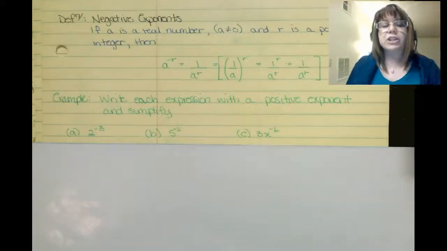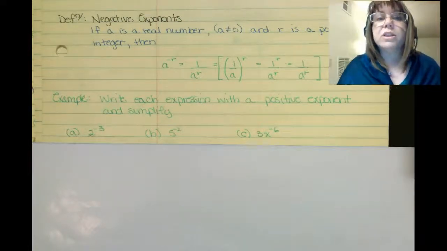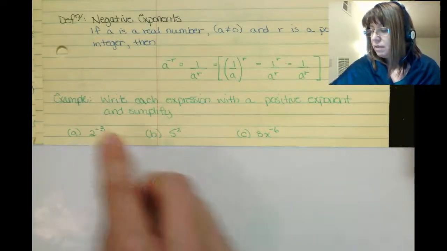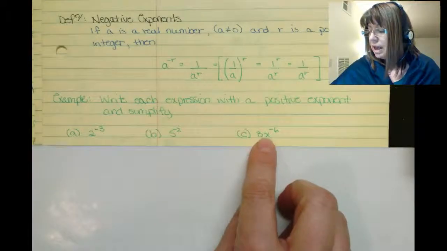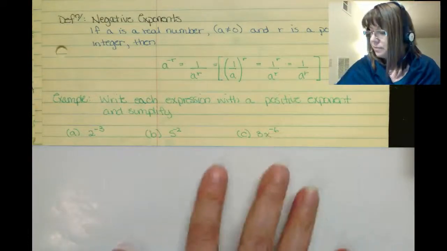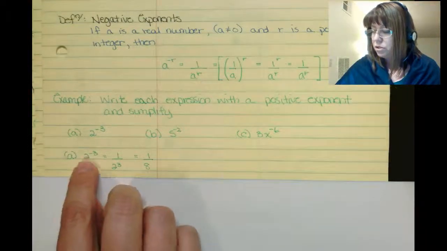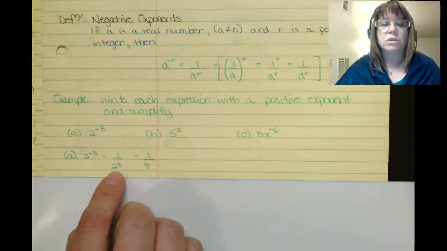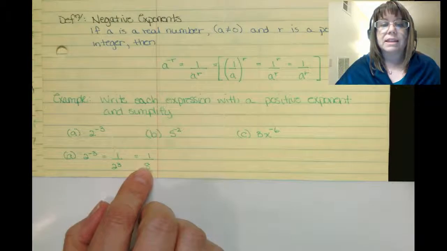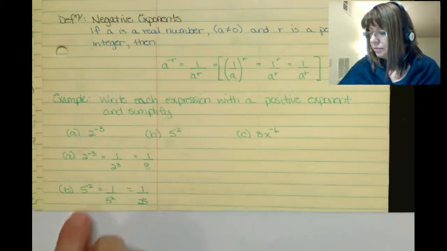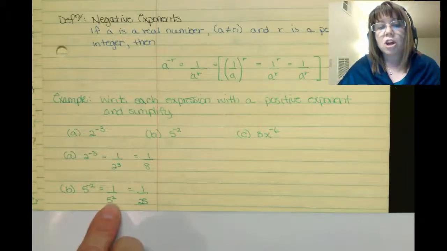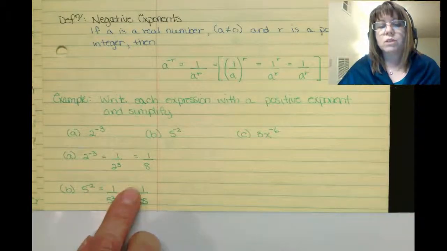Let's take that in consideration and write each of these next expressions with the exponents as positive exponents. 2 to the negative 3, 5 to the negative 2, and 3x to the negative 6. Well, for the first one, 2 to the negative 3, I can make it positive by bringing it down into the denominator, so it's 1 over 2 cubed. And that will equal 1/8. For the second one, 5 to the negative 2. Well, 5 to the negative 2, I can bring it down into the denominator again to make it positive. So that's 1 over 5 squared. And 5 squared is 25, so it's 1 over 25.